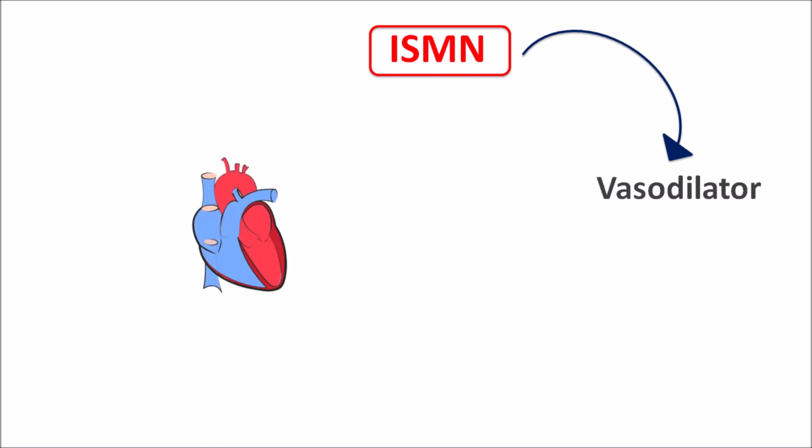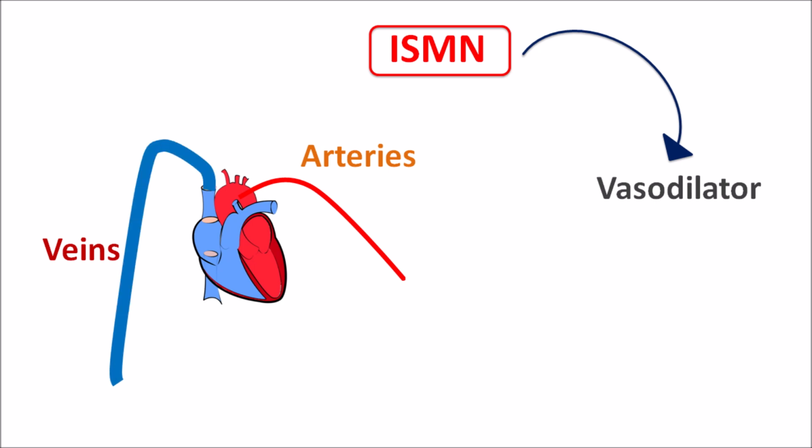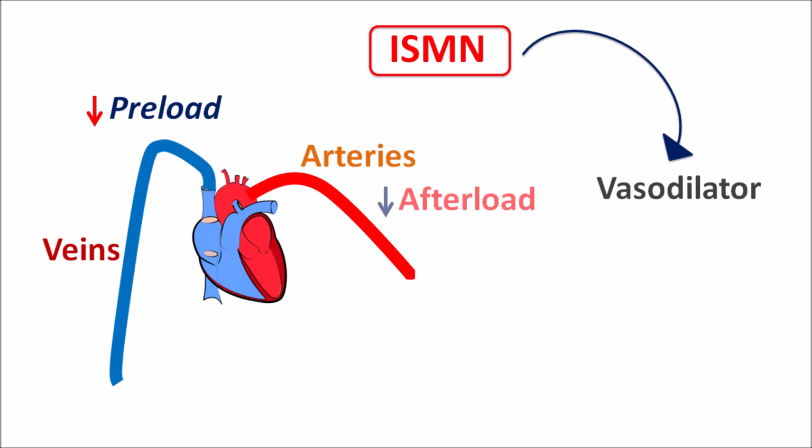Now ISMN acts as a vasodilator. So this drug produces vasodilatation which affects the function of the heart. Isosorbide mononitrate can act on the veins as well as on the arteries. So it can produce venular vasodilatation, resulting in decreased filling pressure so that the preload is going to be reduced. Similarly, this drug can produce arteriolar vasodilatation, which results in decreased pumping pressure, thereby afterload is going to be reduced. So ISMN can reduce both preload as well as afterload.